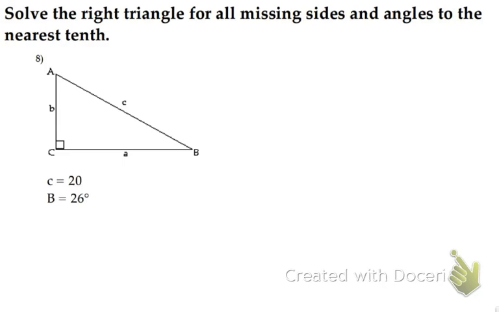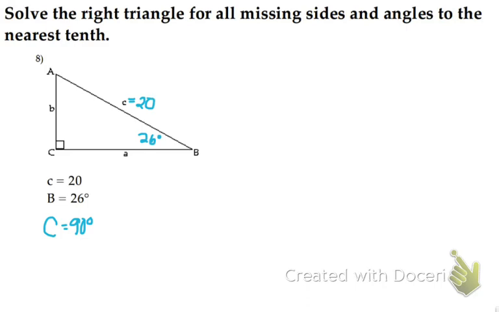We already know that angle C, capital C, is a 90-degree angle since it's labeled in the diagram as a right angle. We're told that angle B is 26 degrees. And we know that the hypotenuse, side length c, has a length of 20. So that's what we're given in the problem.